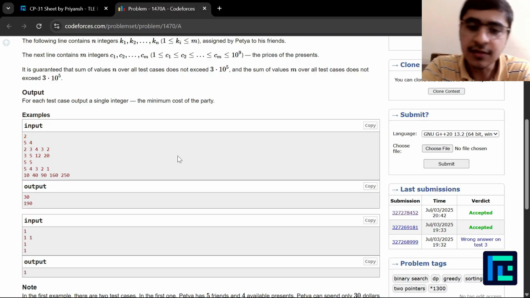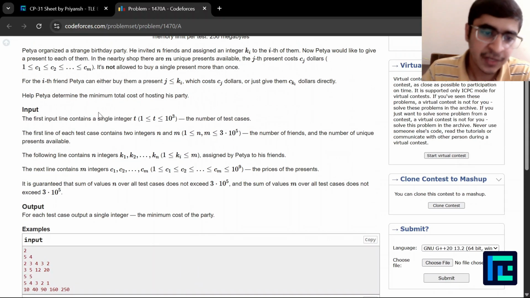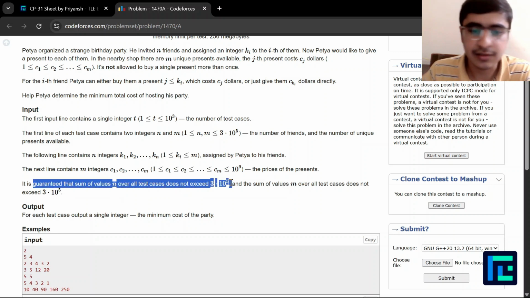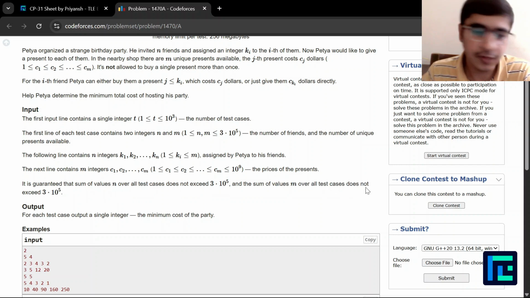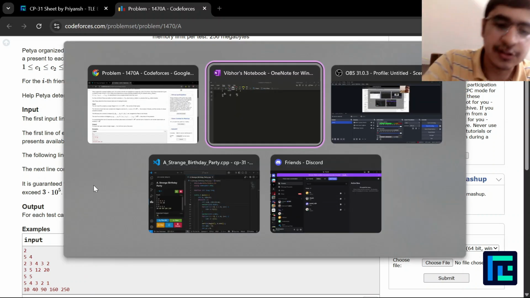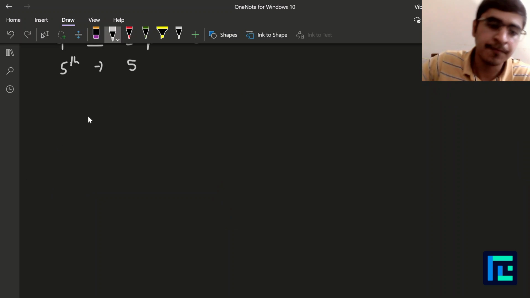Now let's try to understand the expected time complexity. We are given t as the number of test cases, which goes up to 10 raised to 3, and m goes up to 3 into 10 raised to 5. It is given that the sum of n is not greater than 3 into 10 raised to 5, and the sum of m is also not greater than 3 into 10 raised to 5 over all test cases, right?